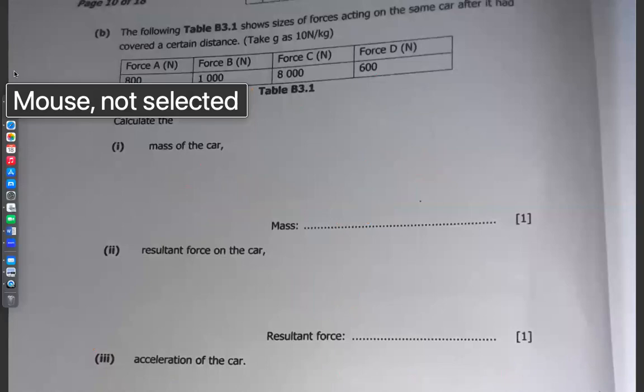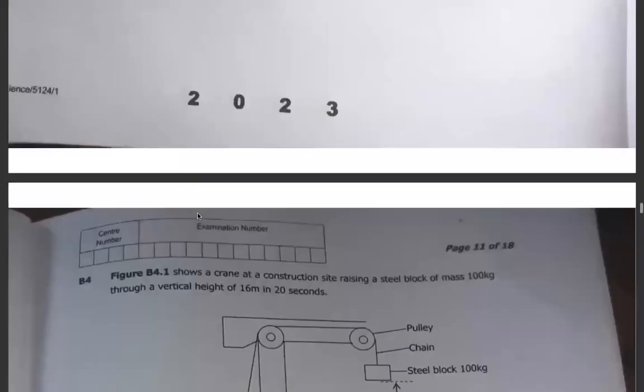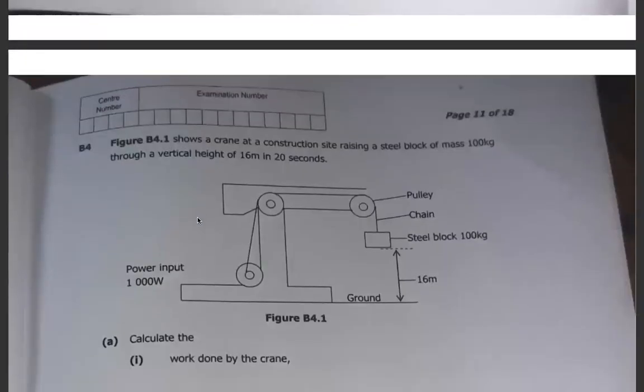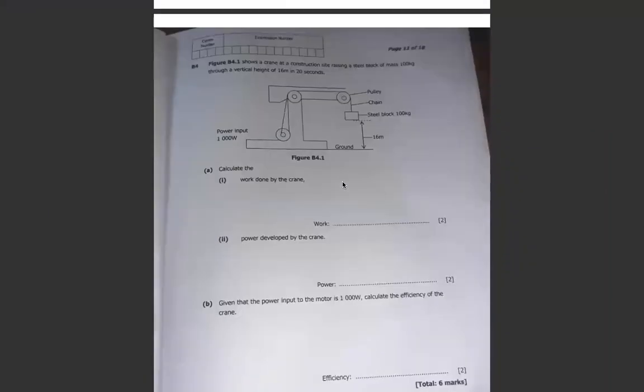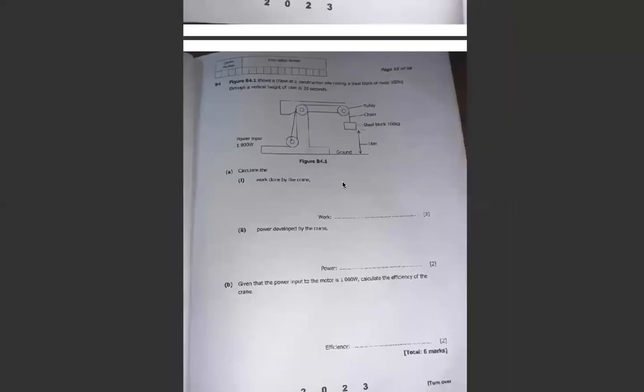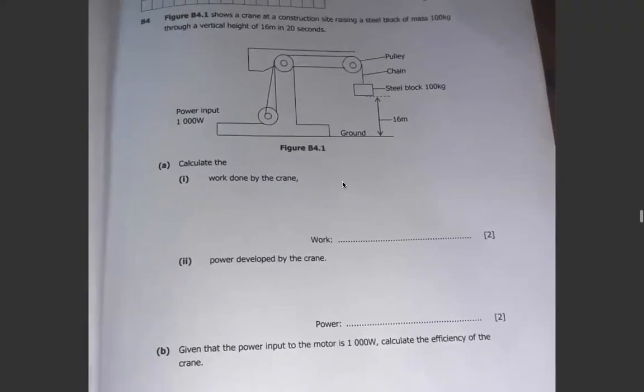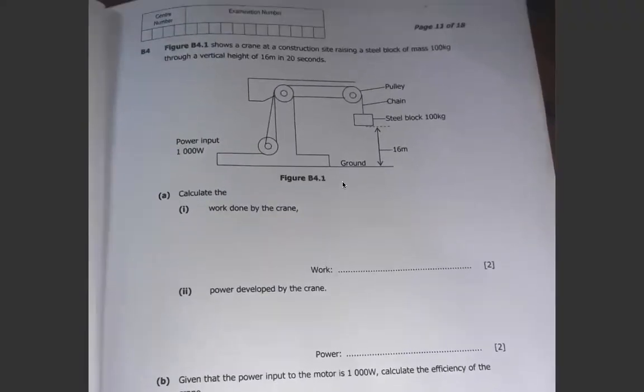The other question that we have is this one. That was the end of it for Max. It's talking about work, power, and energy. Let me see if I can introduce it to that. Okay, work, power, and energy.